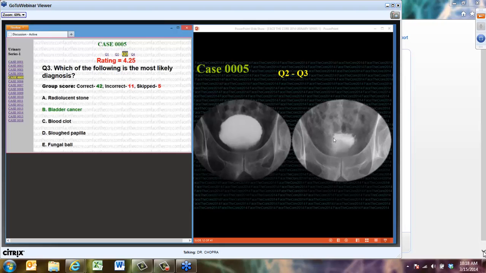So bladder cancer is the answer in this case. Here is the mass for those of you who could not see it. See that filling defect? If you look at the bladder, it's as if somebody has taken a bite out of that corner.